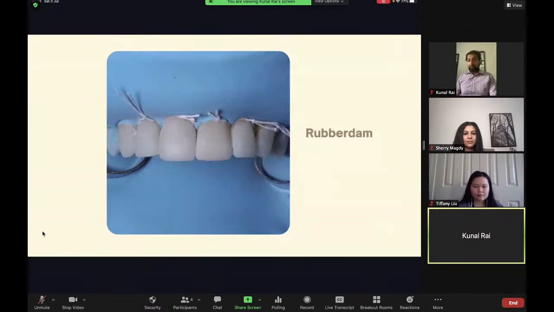So that's what a rubber dam looks like. The white things are called floss ties. You tie them to keep the rubber tucked into the gums. And what you can see, the silver things, these are called clamps, and they help to keep it in position.